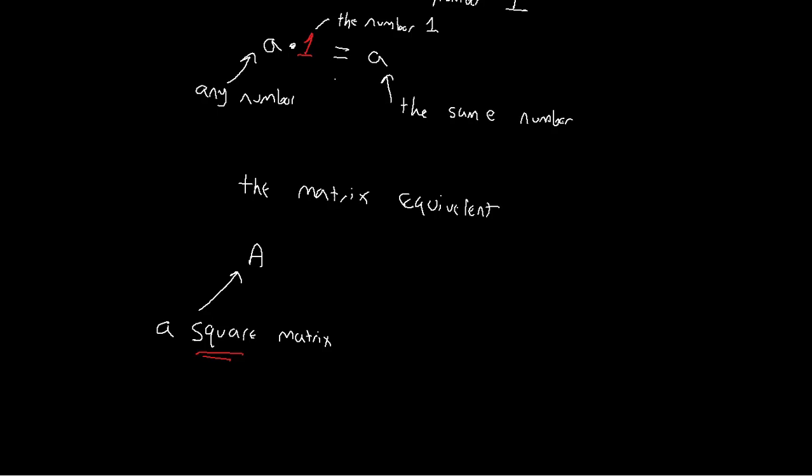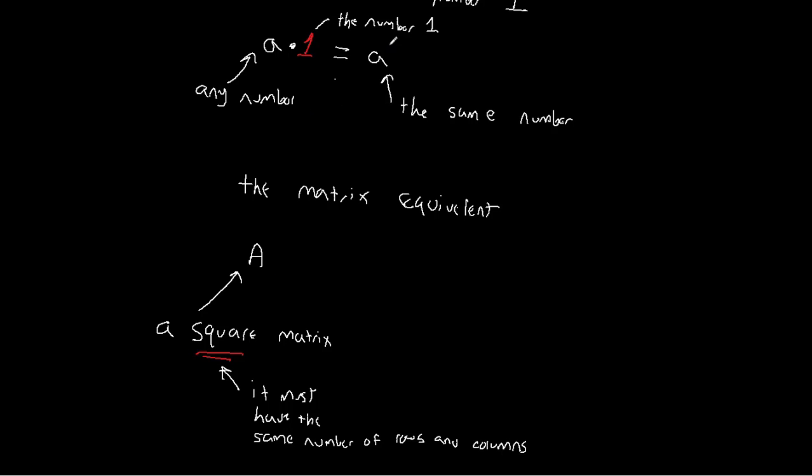What does it mean to be square? Just to make sure we're on the same page here, if you remember back to the dimensions of a matrix, we said that a matrix was an m by n, m rows by n columns. For a matrix to be square, it must have the same number of rows as columns. That's what it means to be square.